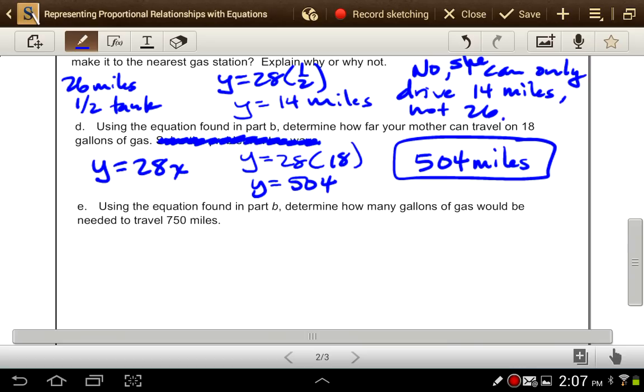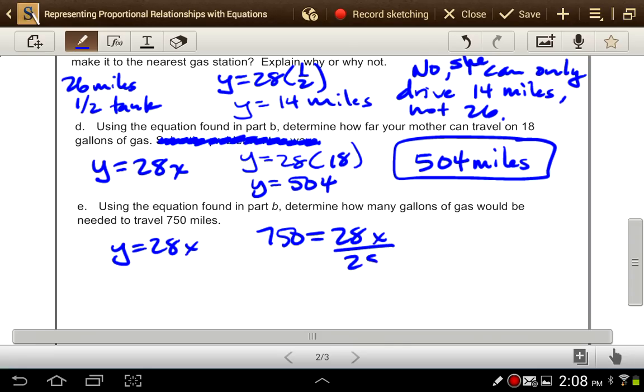What happens if I need to drive a certain amount of miles? How many gallons of gas am I going to need? If I know that I'm going to drive 750 miles, how many gallons of gas do I need here? Okay, well, I'm going to use the same formula. Y equals 28x. This time I'm going to plug 750 in for my y, because that's how many miles I need to go. So it's going to be 750 equals 28x.